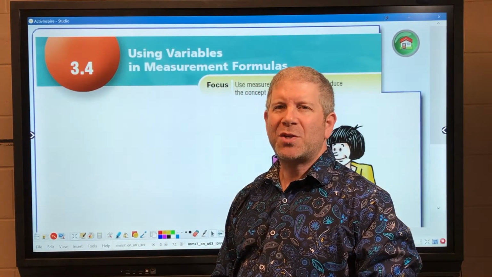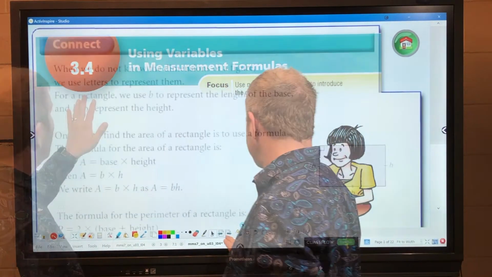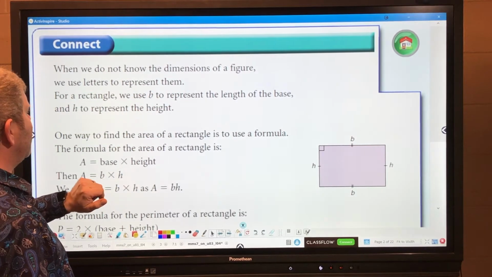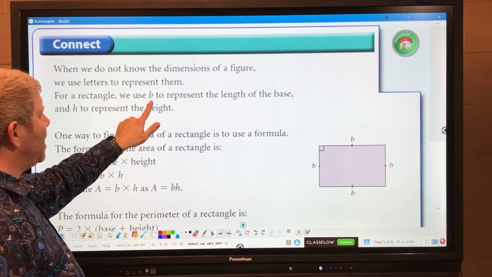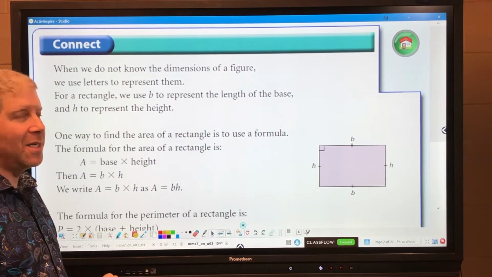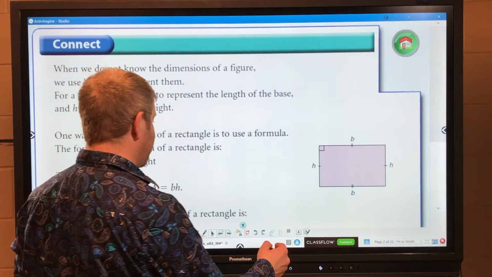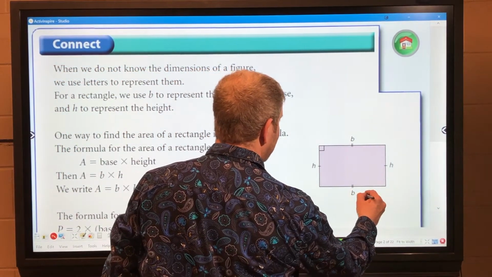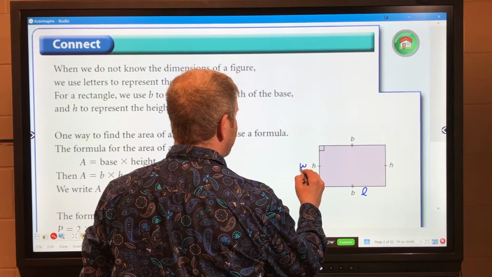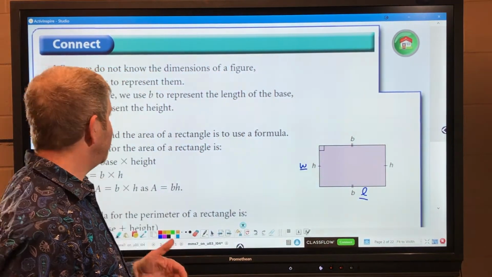Today we're going to be doing section 3.4, talking about using variables in measurement formulas. When we don't know the dimensions of a figure, we use letters to represent them. For a rectangle, we use B to represent the length of the base and H to represent the height. Now often, instead of B and H, we use L and W to represent length and width. So sometimes instead of a B, you'll see an L, and instead of an H, you'll see a W. Either B and H or L and W are fine.